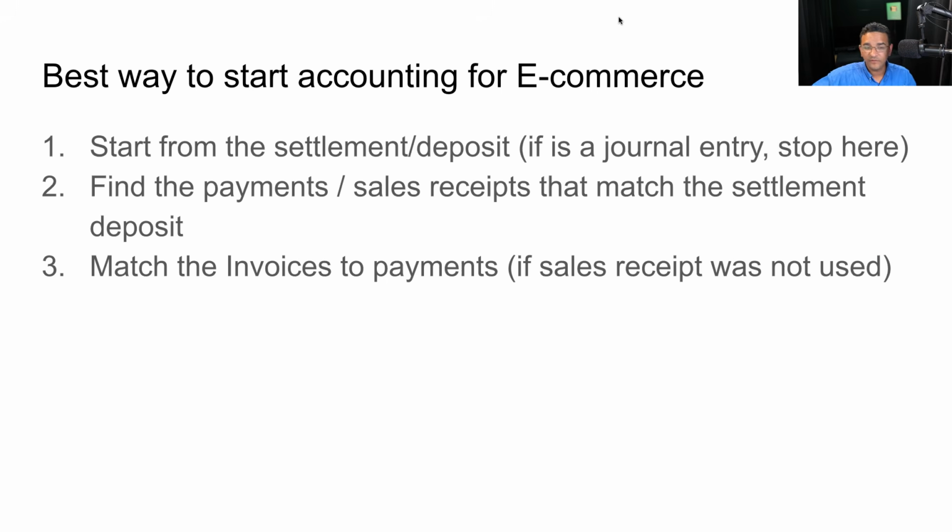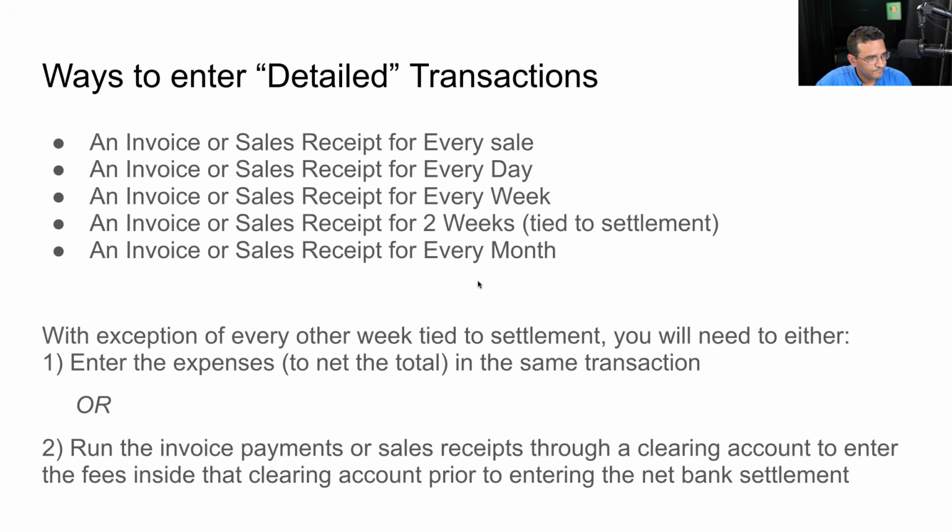However, if you want to not do a journal entry, do an invoice or a sales receipt, then what you want to do is you find the one settlement, you're going to send it to a clearing account, and then you're going to find each of the payments or each of the sales receipts that match the settlement, go into that clearing account, and that clearing account should always zero at some point. Okay. And then if there's an invoice, obviously you want to apply those payments to the invoices, right? If you have a sales receipt, you don't have to apply payments to that.